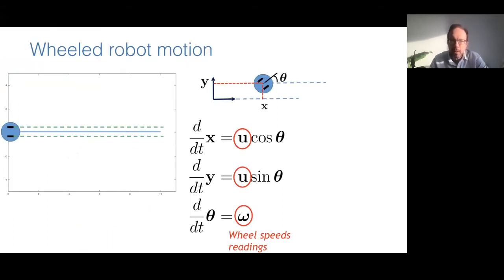Those quantities, u and omega, are inputs that can be measured by wheel speed sensors. u is computed as an average of the wheel speeds, whereas omega, the angular velocity, is computed as a difference between the wheel speeds.